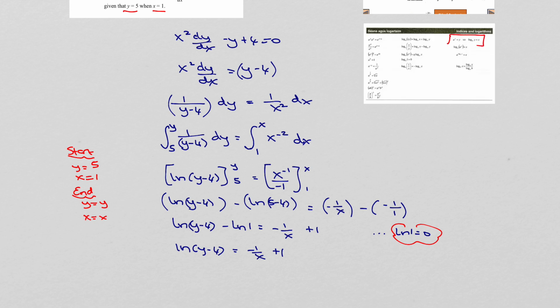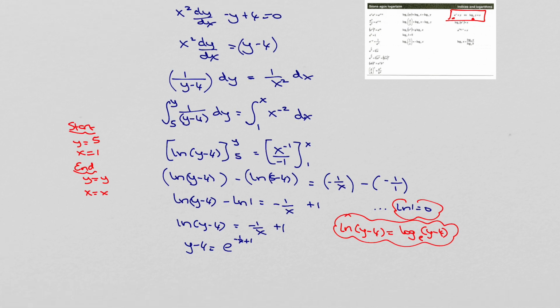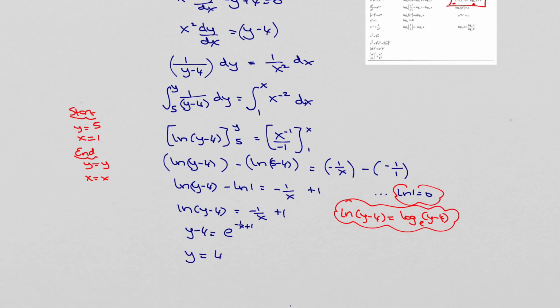So again, on the top of page 21 in our maths tables, we can see that if we're changing from logs to indices, then we have to remember that natural log of y minus 4 is the same as saying log of y minus 4 to the base e. So therefore a in this formula is going to be e. So therefore that can be written as y minus 4 is equal to e to the power of minus 1 over x plus 1. And then if I get y on its own, just add 4 to both sides. So I have y equals 4 plus e to the power of minus 1 over x plus 1.